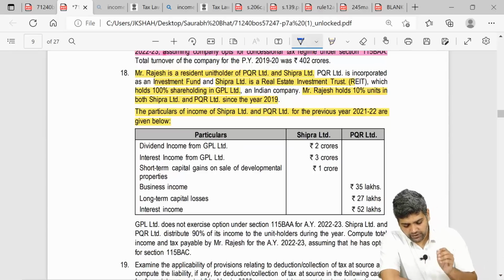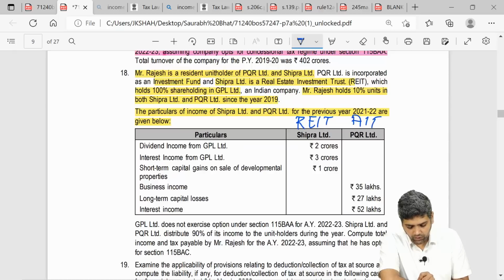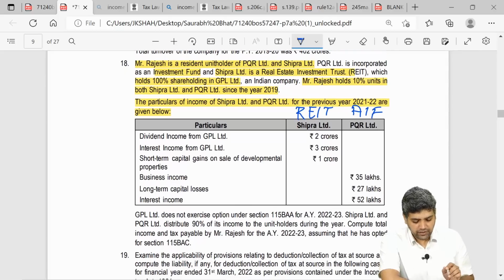So I will just write down over here that Shipra is a REIT and PQR is a AIF, alternate investment fund. And then they tell me first income given is dividend income from GPL.